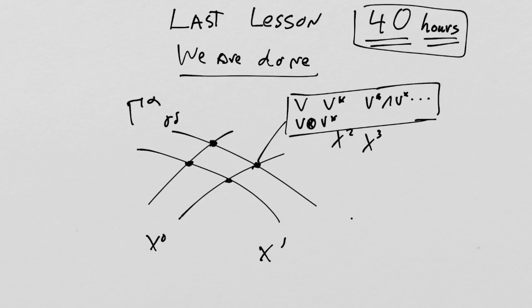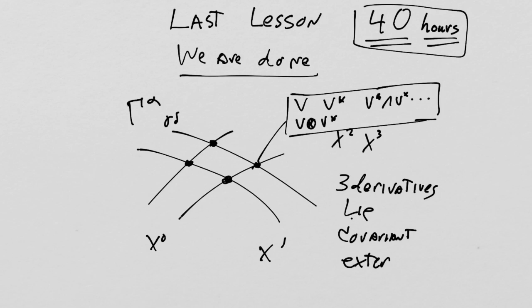We understand the covariant derivative, the Lie derivative, all of those operations acting on tensors, producing new tensors, and the exterior derivative, right? So there's three types of derivatives we learned. That's the Lie derivative, the covariant derivative, and also the exterior derivative, right? We learned about all of those, and those are the only ones.